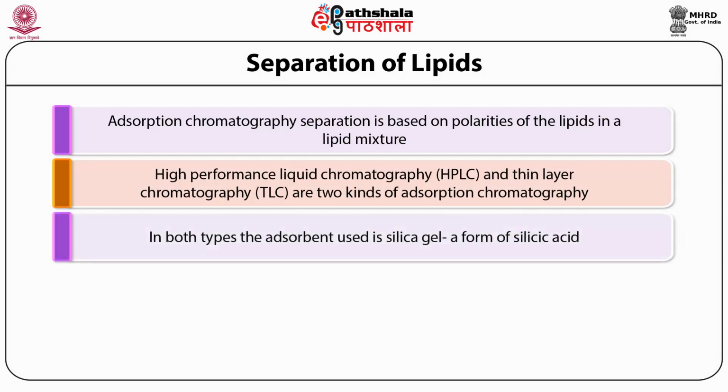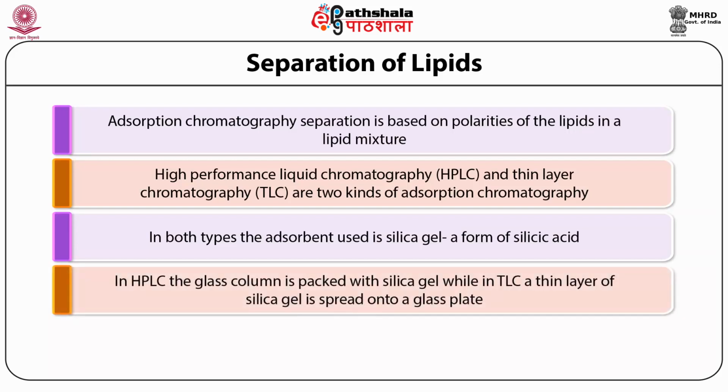High performance liquid chromatography, HPLC, and thin layer chromatography, TLC, are two different kinds of adsorption chromatographic methods that are used to separate lipids. In both the types of chromatographic methods, the adsorbent that is used is silica gel, which is polar. Silica is a form of silicic acid, and since it is polar in nature, what do you expect? You would expect that the polar lipids in the lipid mixture will bind to this adsorbent. So silica gel is the stationary phase in this chromatographic method.